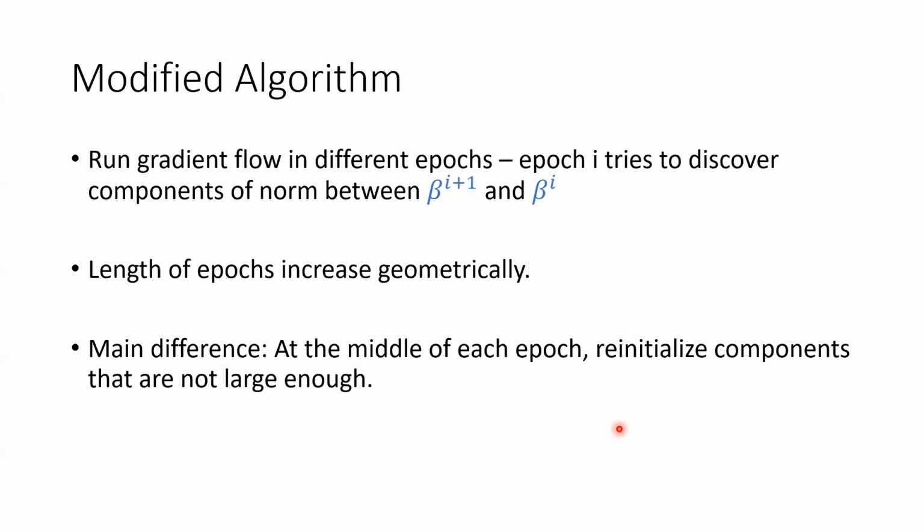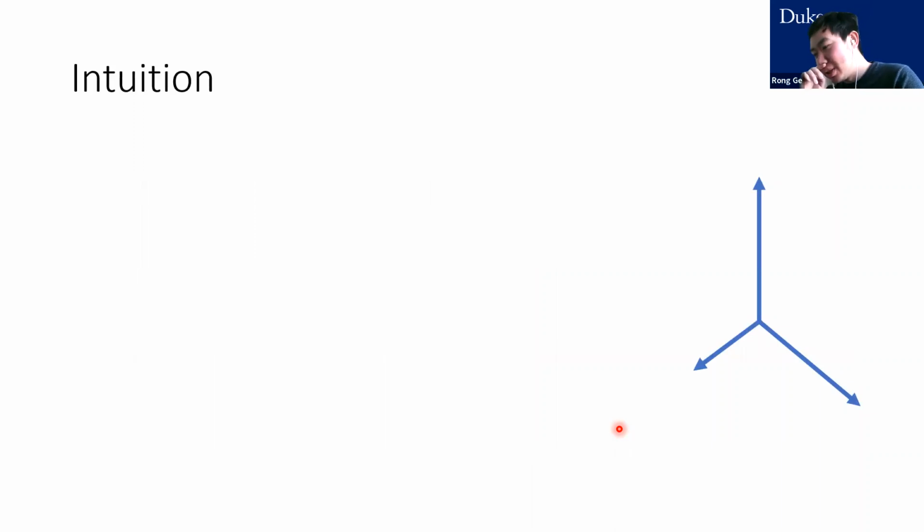Of course, if I just separate things into epochs, that doesn't change the gradient flow algorithm. The main change in our modified algorithm is that at the middle of each epoch, we're going to do a test, and we are going to reinitialize components that are not large enough. So why do we need to do that? In reality, we don't have to do this, and the dynamics are the same. I will mention why we believe that's going to be the case, but why we couldn't do that in our analysis.